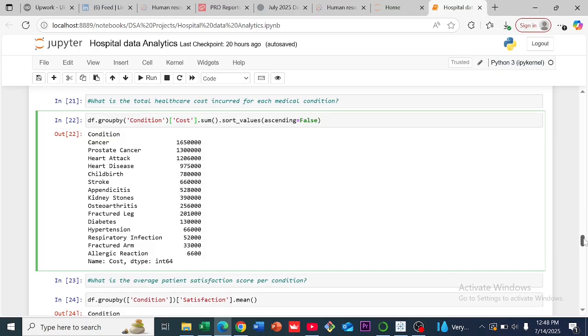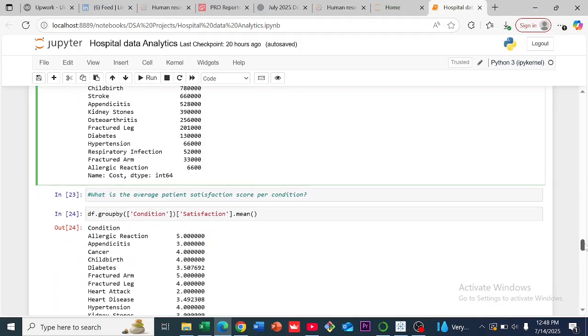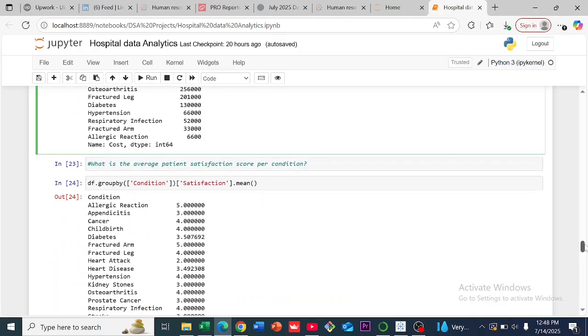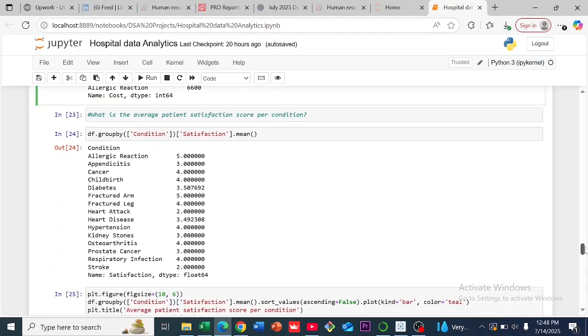So the next question we'll be answering is, what is the average patient satisfaction score per condition? How satisfied were these patients at the end of the treatment? And we'll be getting the analysis by the different medical conditions. So for example, you could see that for allergic reaction, they gave a satisfaction score of 5. And take note, satisfaction scores are usually over the value of 10.